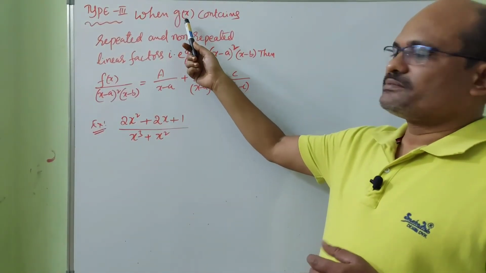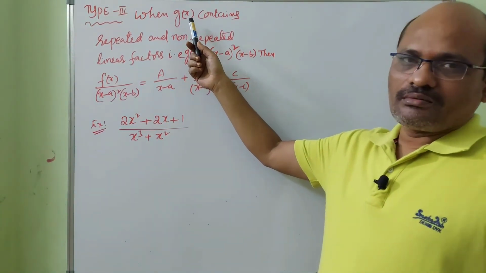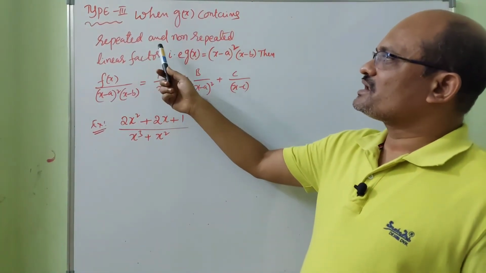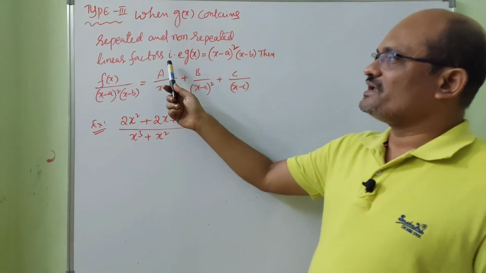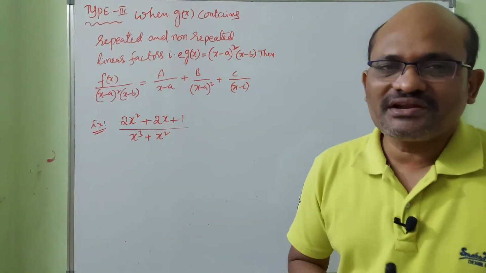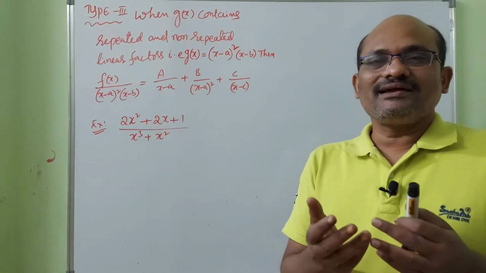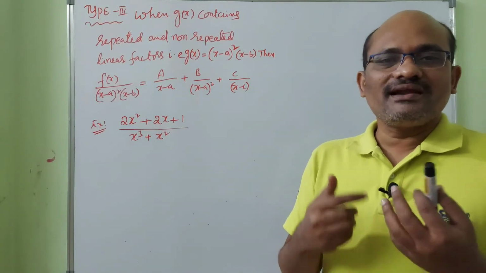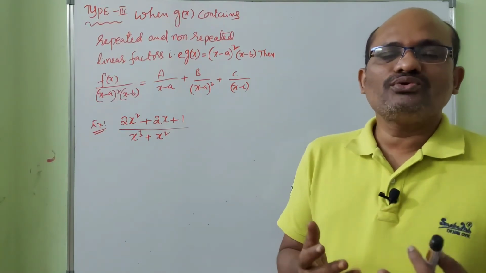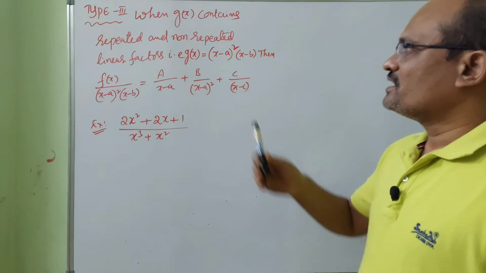Students, type 3 we are going to do now. When g of x, the denominator of the proper fraction, contains both repeated and non-repeated linear factors, then how to resolve into partial fractions.